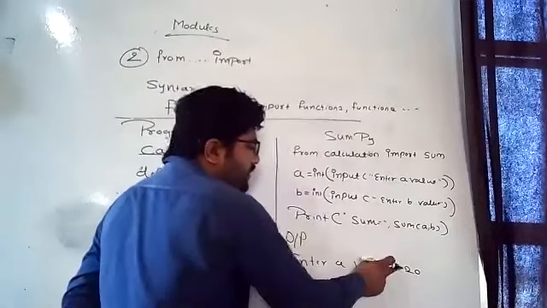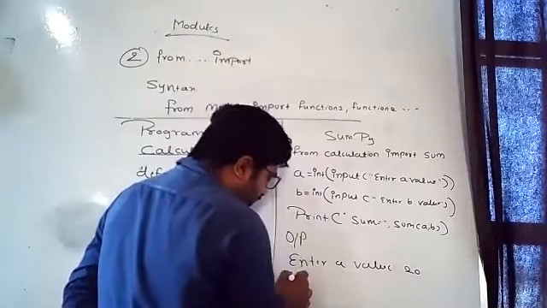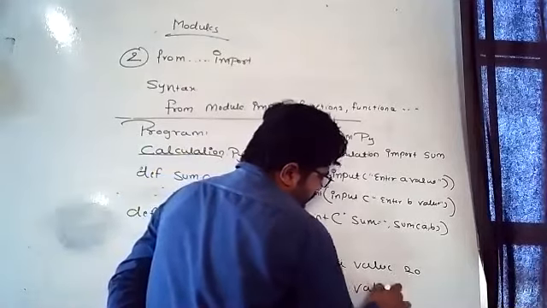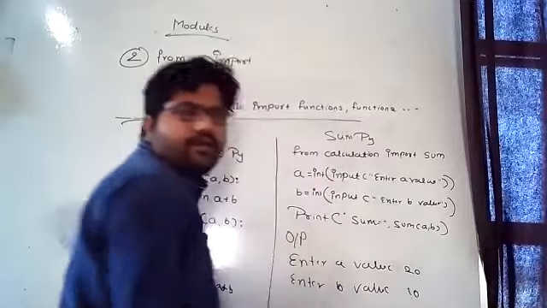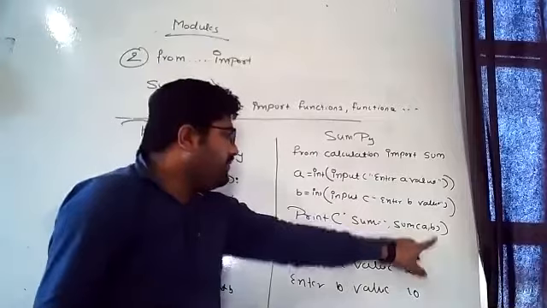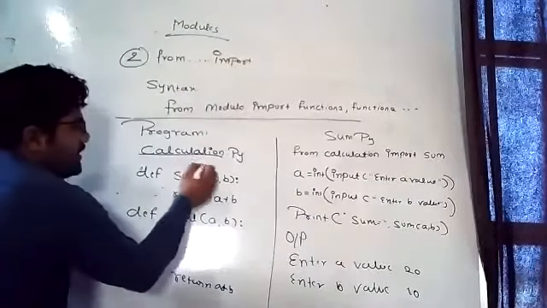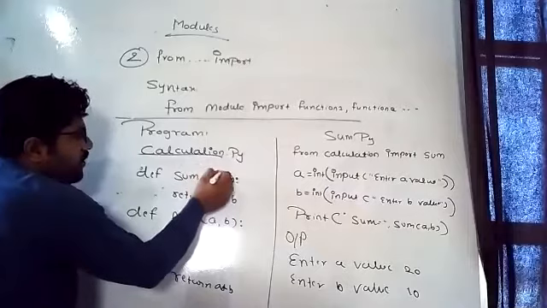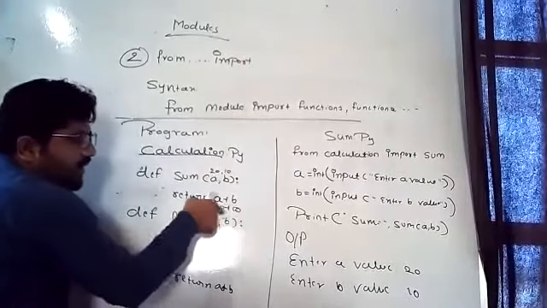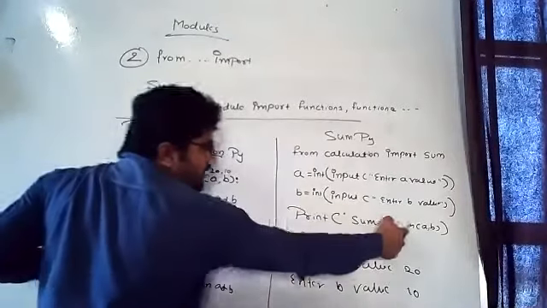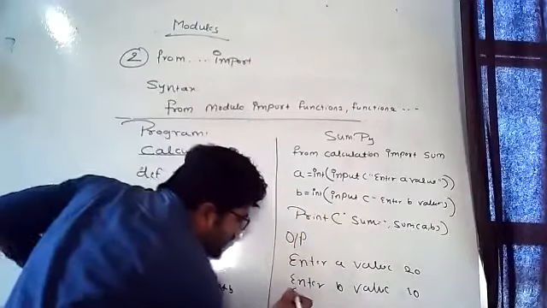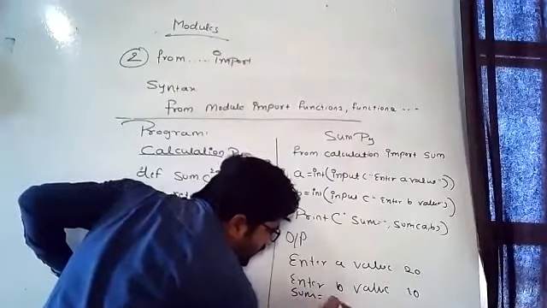20. Enter B value. Enter B value as 10. What will be the sum? I'll pass A value as 20, B value as 10. It will be passed here, 20, 10. 20 plus 10 will be returned as 30. Sum is equal to 30 will be the output. Sum is equal to 30.